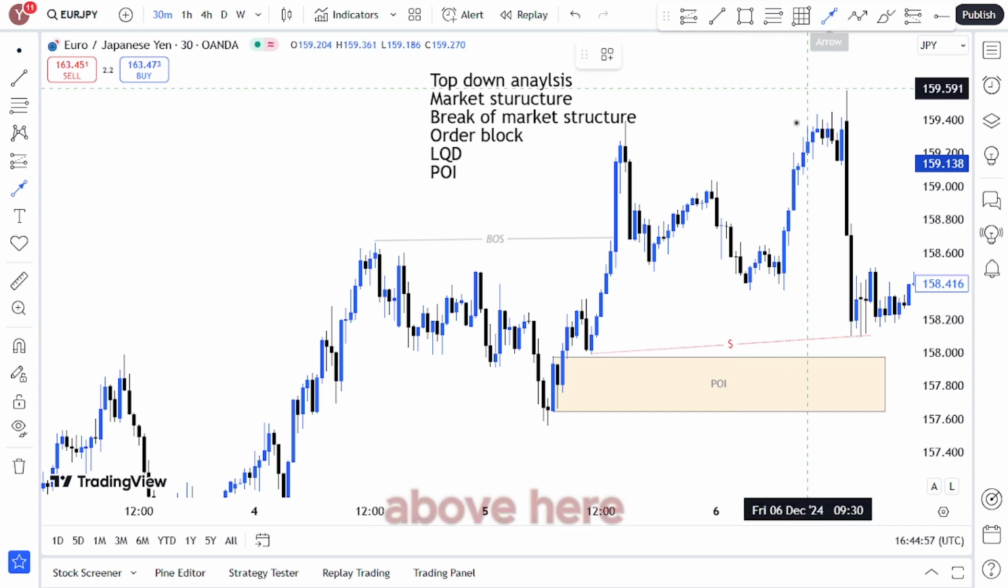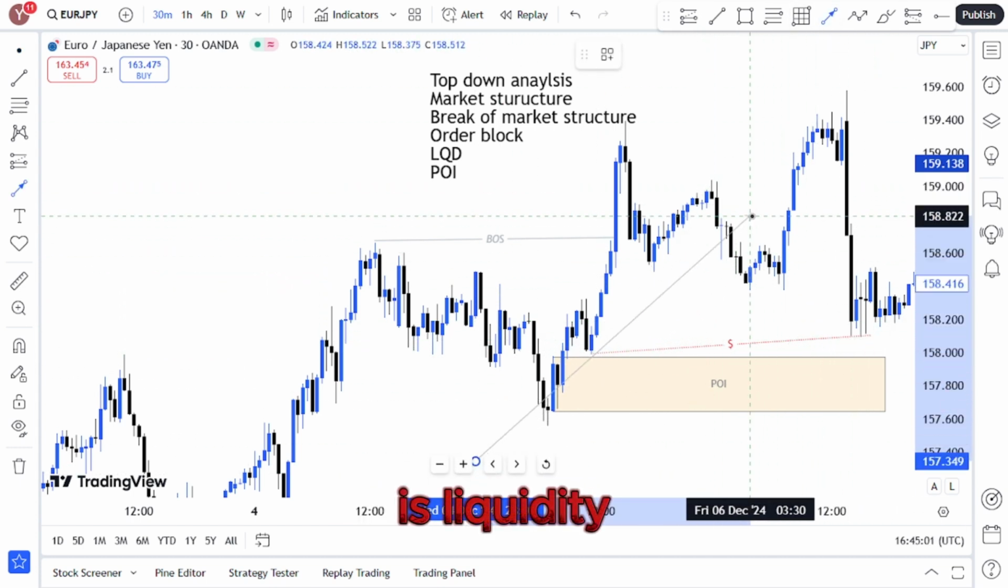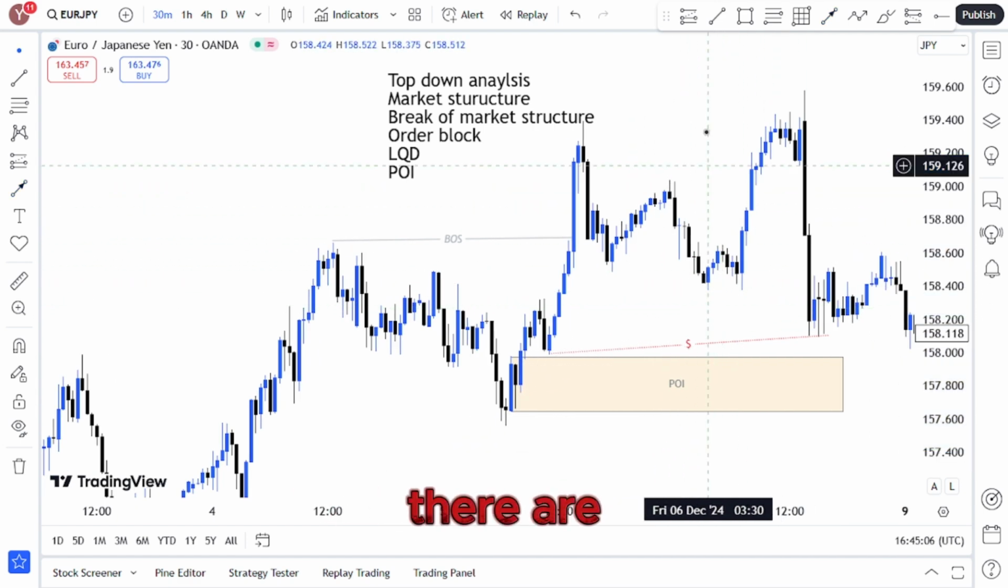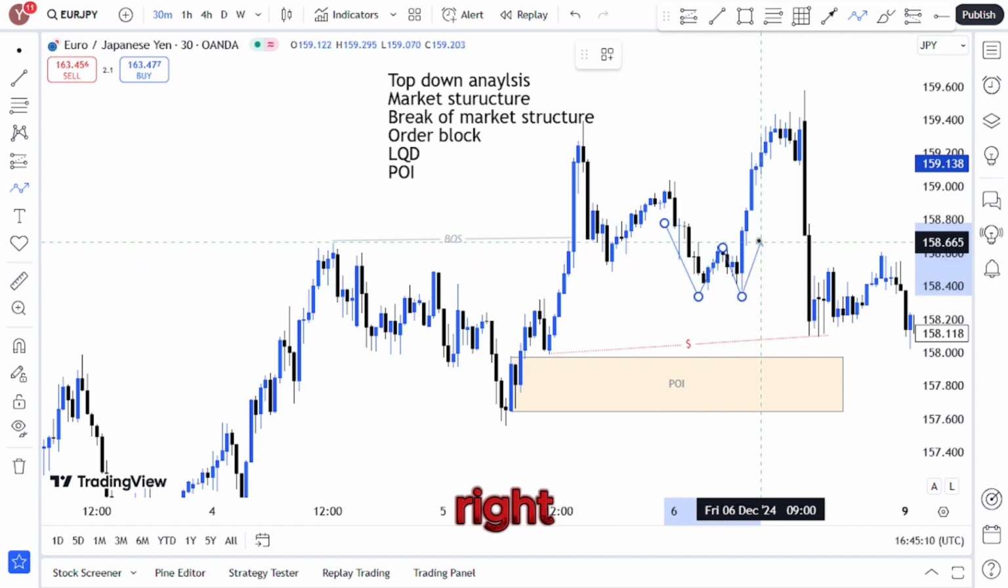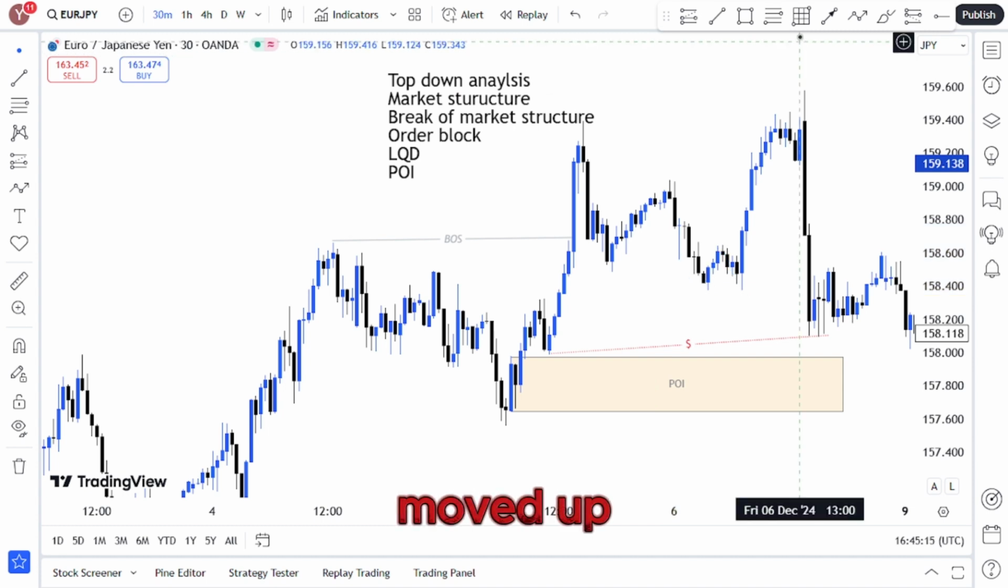So everything above here, from this low to this low, everything here is liquidity. So you don't want to be participating around here, if not, you're going to get liquidated. Now there are a lot of people that trade a double bottom. So this is a double bottom right here, right? They will trade it and want price to move up. Yes, price did move up, but what happened?